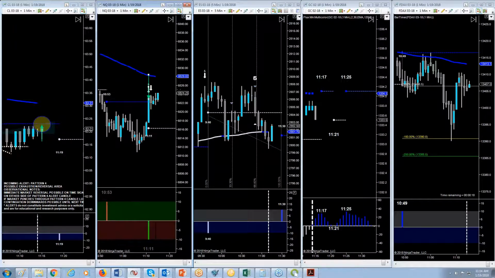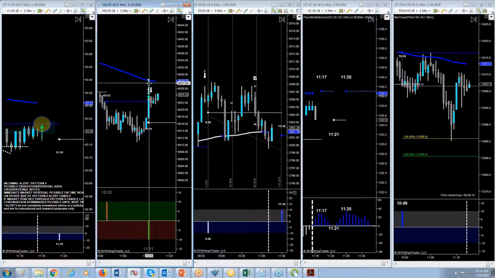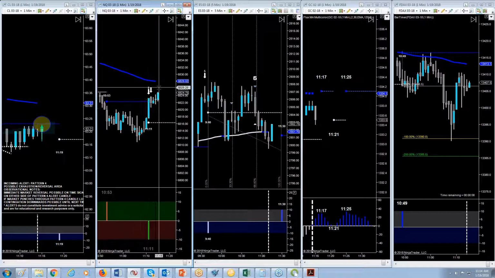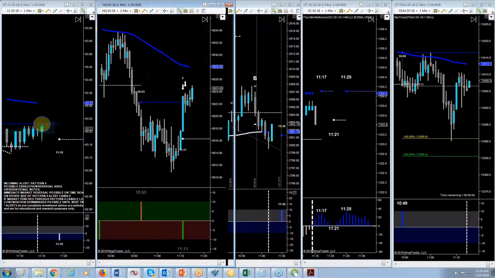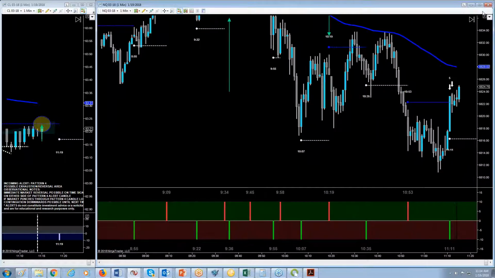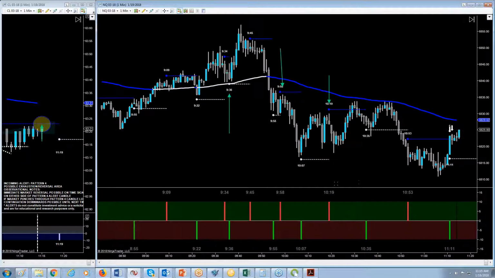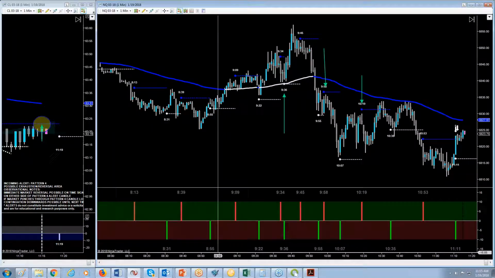At 11:11, we were waiting for buying. Esperamos para comprar, and the market moved straight up. Boom. The NQ today with these signals is unbelievable. Knowing when to wait.